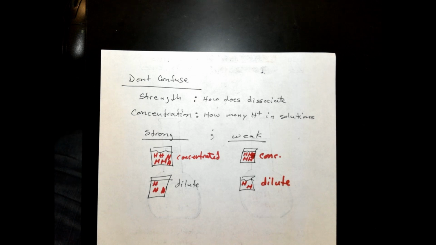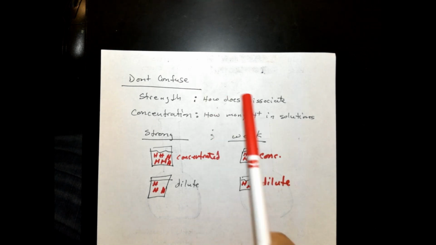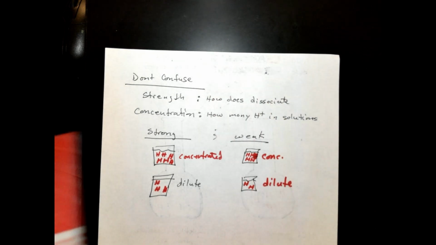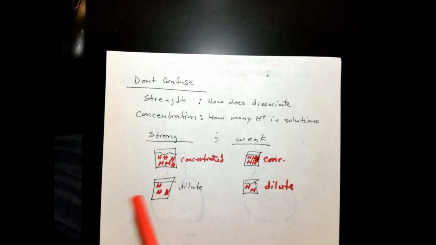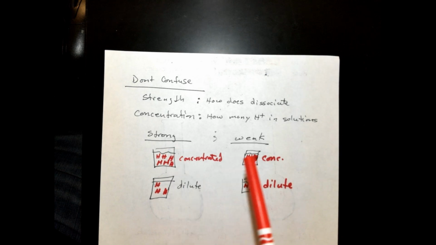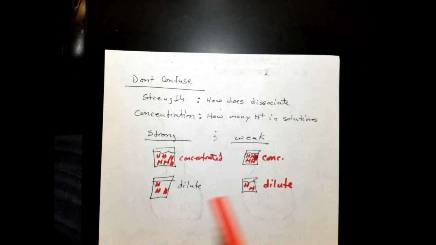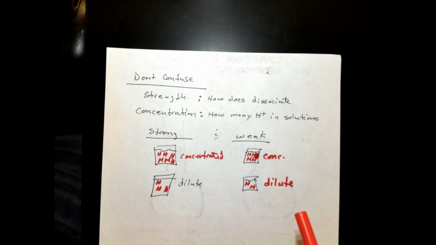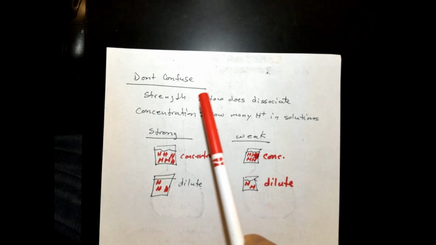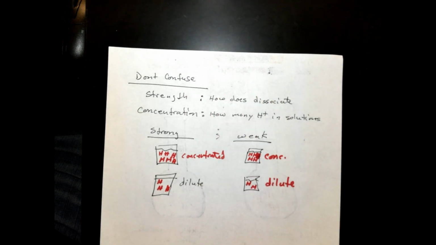So when we talk about strength of an acid, we're looking at how it dissociates. When we talk about concentration, we're talking about actually how many H's are in solution. So you can have a concentrated strong acid or a concentrated weak acid. Same thing, you can have a dilute strong acid or a dilute weak acid. Remember, when we talk about strength, it only has to do with how it dissociates.